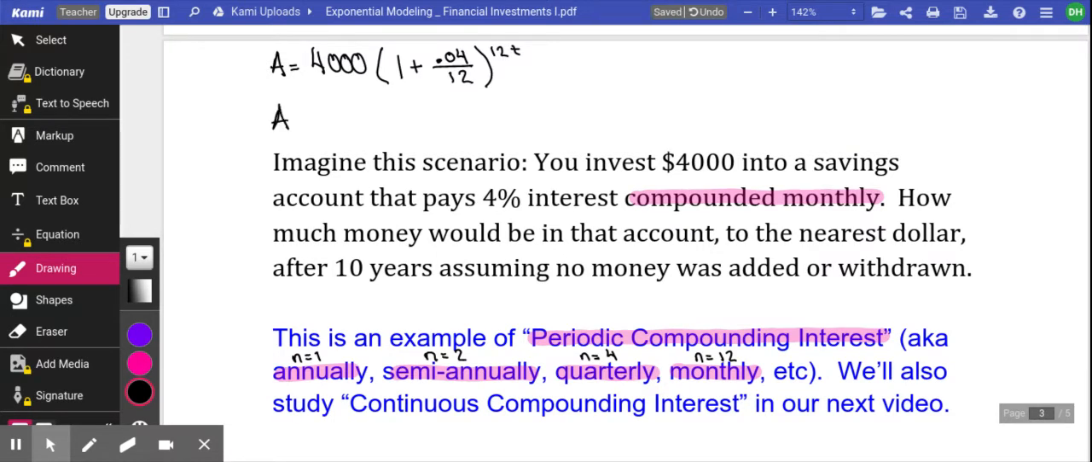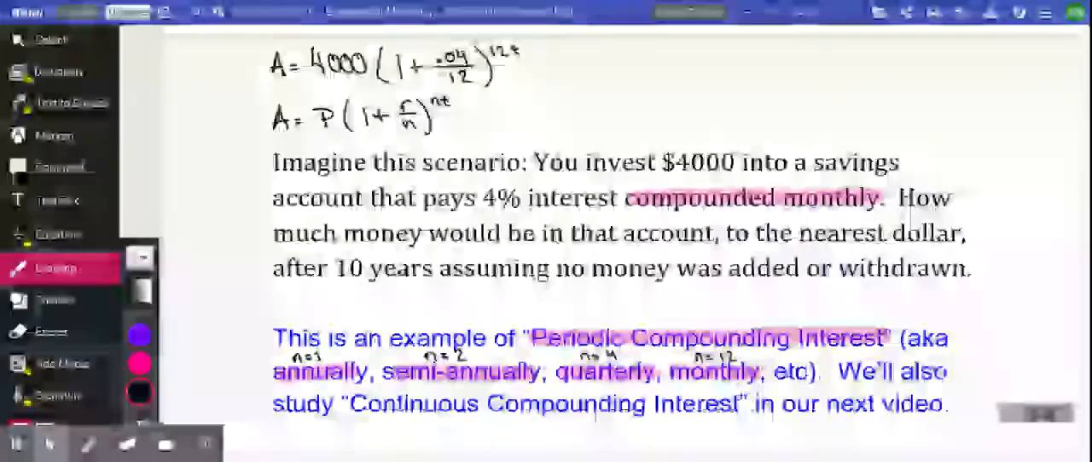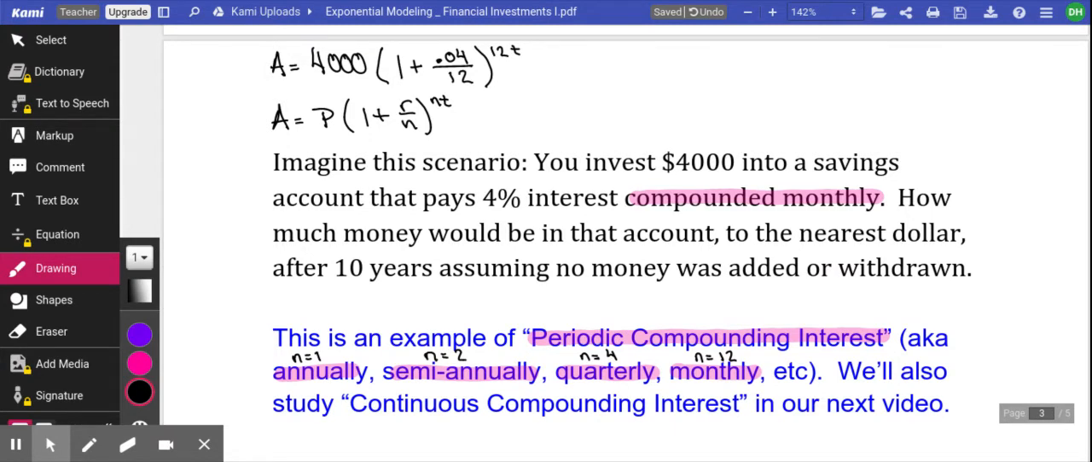So compare that, just to make sure we're all seeing the formula here, it would normally look like this. And I replaced the P with a 4,000, because that's my original investment or deposit. I replaced the R with a 0.04, and I replaced N with a 12, because that's the number of times that the interest is going to be compounded on a yearly basis. So if they wanted to know, in this case, how much money would you have 10 years from now? Let's say A of 10 equals 4,000. We'll go 1 plus 0.04 divided by 12 raised to the 12 times 10. So we're substituting a 10 for T.